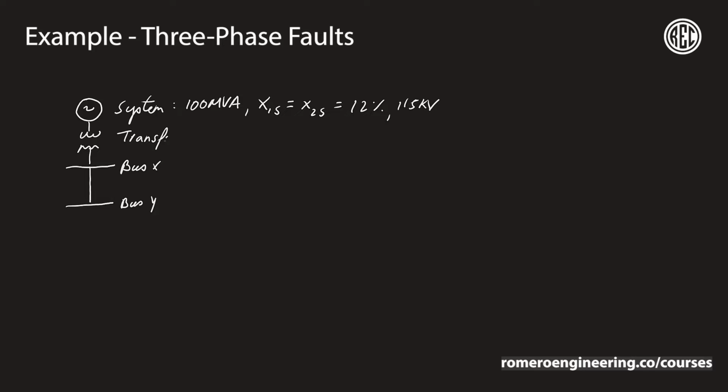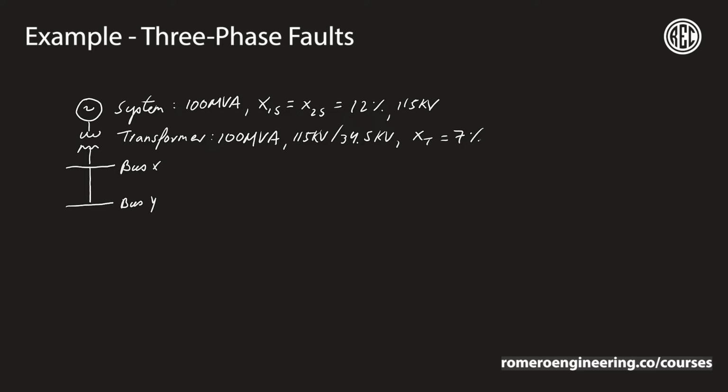Transformer that has a base, again, of 100 MVA, and is a 115 kV to 34.5 kV transformer. And the transformer impedance is X sub T equal to 7%. Now notice here that this is actually just a reactance, but that's typical for a transformer. Typically you would be given the reactance and then usually an X over R ratio, but for this example, just for simplicity, we're going to be using reactances only.